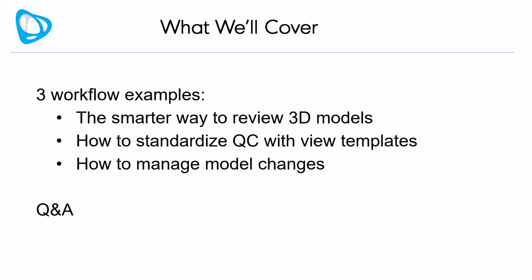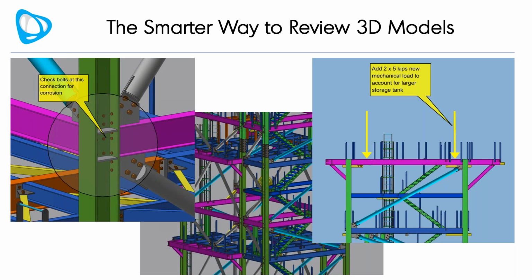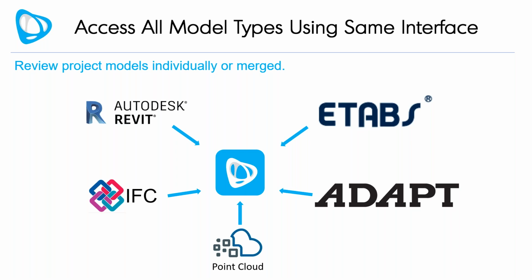So let's go through the first workflow. This is just to highlight how Visicon can be used as the smarter way to review 3D models. What models are we talking about? We're talking about project models like REVIT models, right?